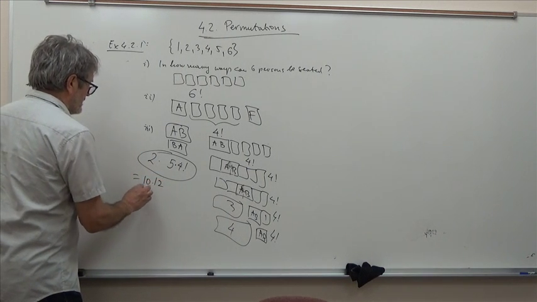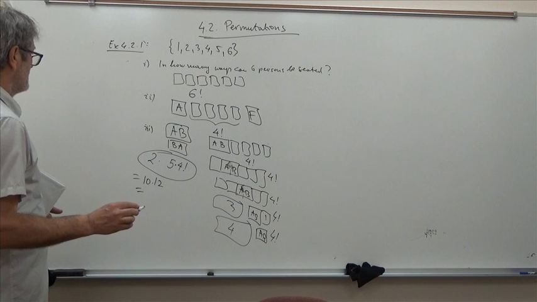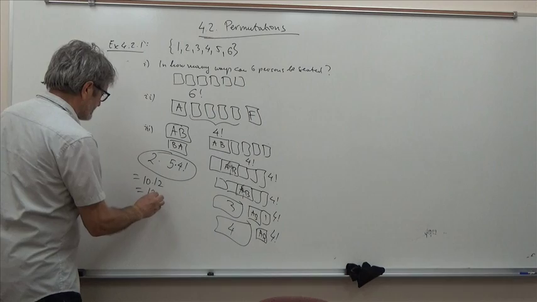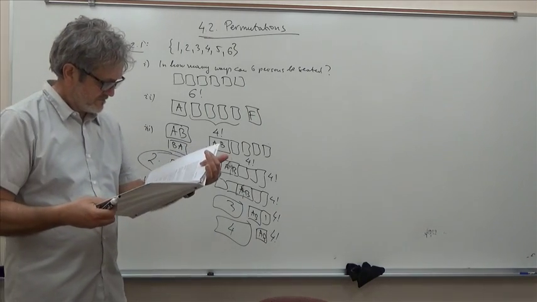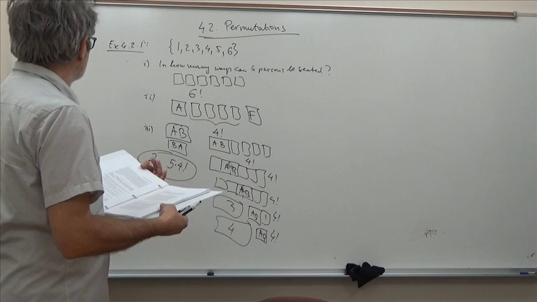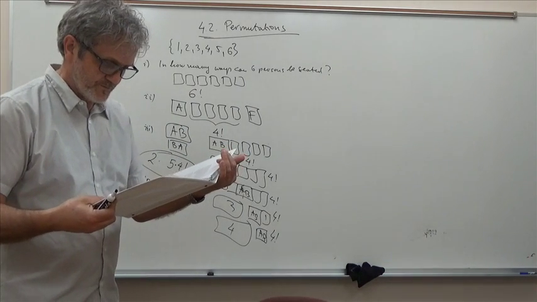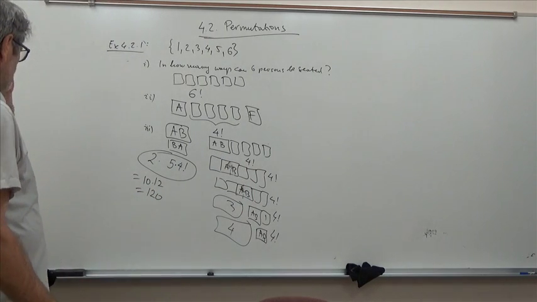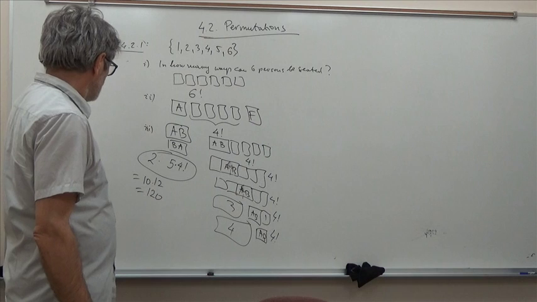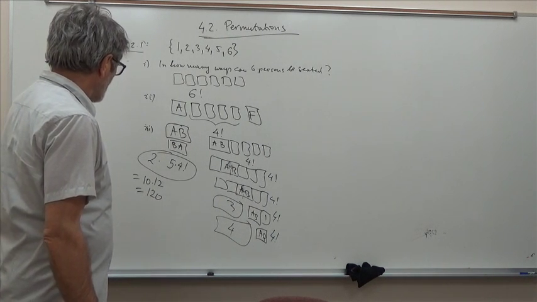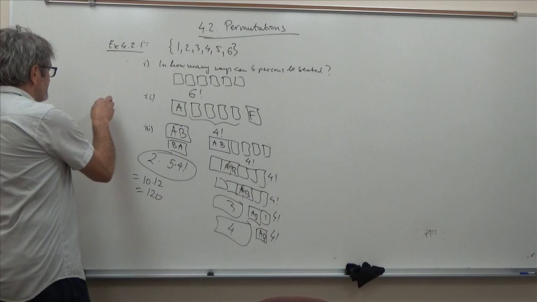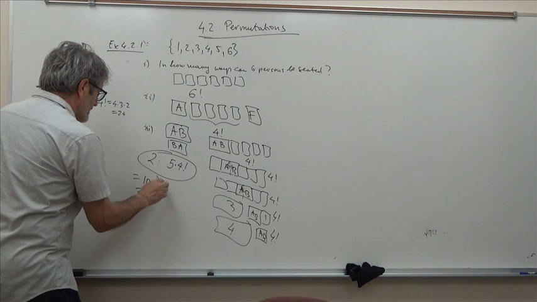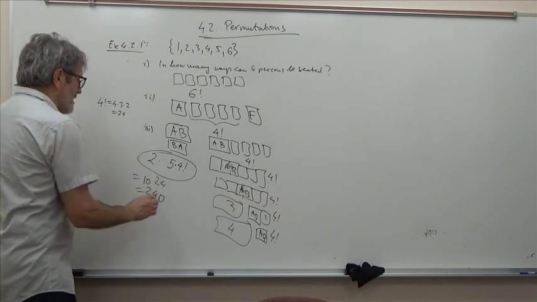Times 12, and that's 120. No, 4 factorial, sorry. 4 factorial. It's 4 times 3 times 2, which is 24. Sorry, it's 24. All right.